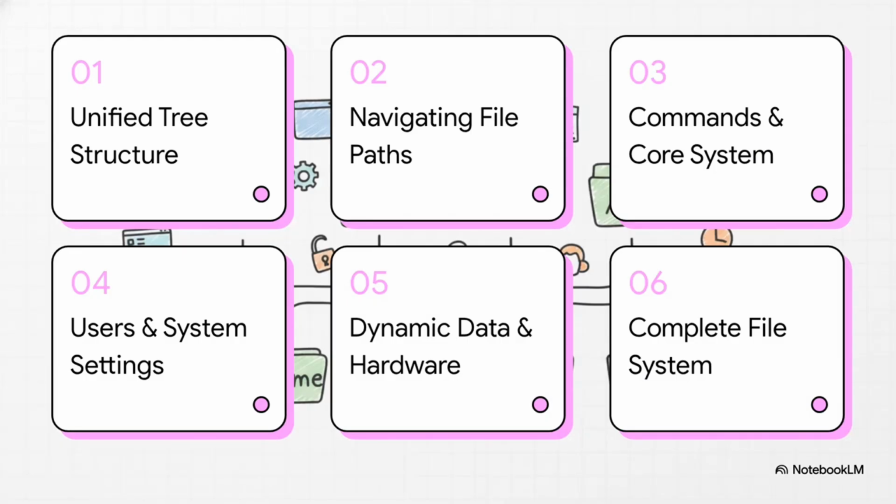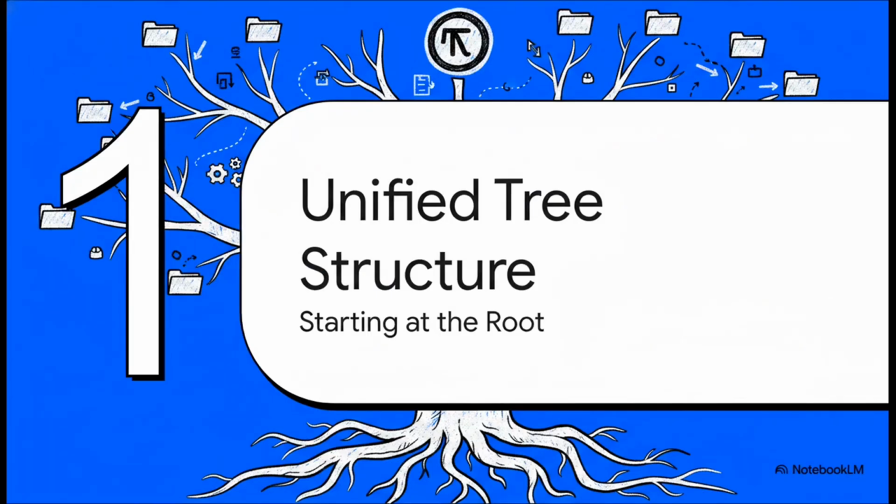Here is a quick look at our roadmap. 1. The unified tree structure. 2. Navigating with file paths. 3. Commands and the core system. 4. Users and system settings. 5. Dynamic data and hardware. And 6. Bringing it all together with a complete file system. All right, part 1. The unified tree structure, starting at the root.